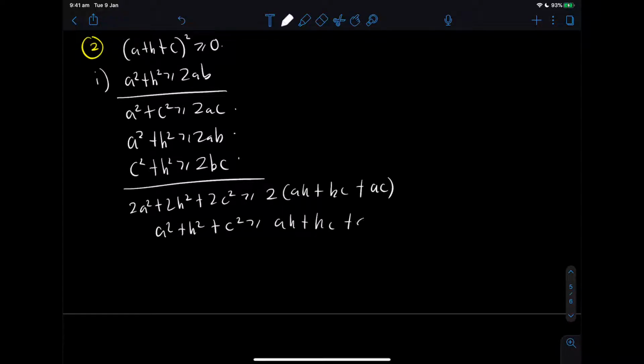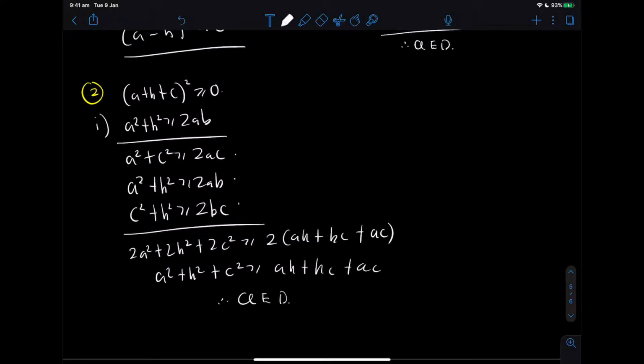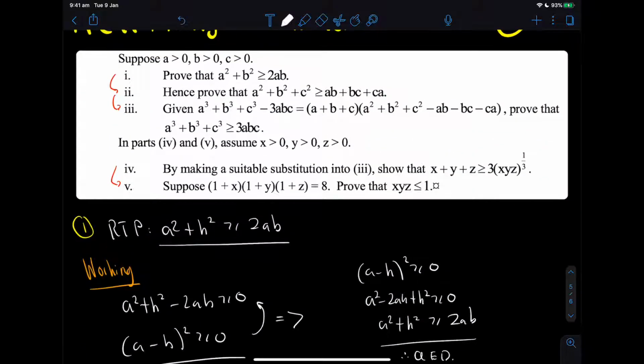Cool. I guess that's also QED. Okay, so that was not too bad. Let's look at part 3.